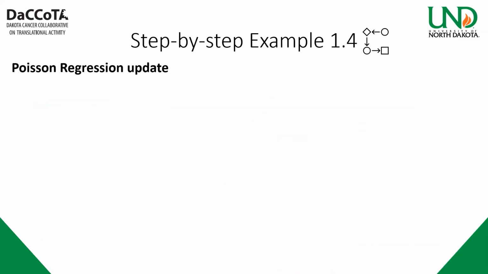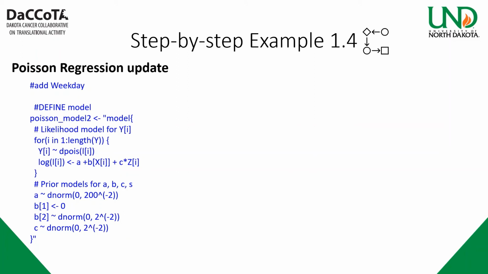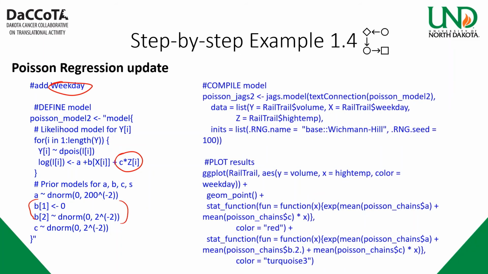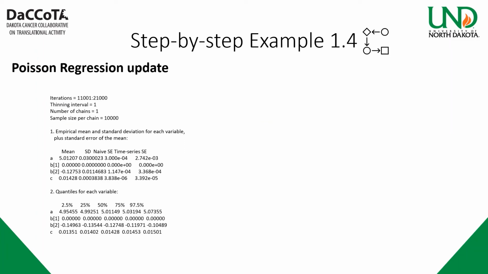Okay, so let's update this and include our weekday. We're going to have to add this variable in our likelihood model, add our B's back, like we saw before with the multiple regression. We'll compile the model. The main thing here is we're going to add the Z. Plotting results is going to be more complicated. Again, we're going to have to back transform some of these things. We're going to have our C's, our A's, and then our B2. And these are the outcomes here, A, B, and C.